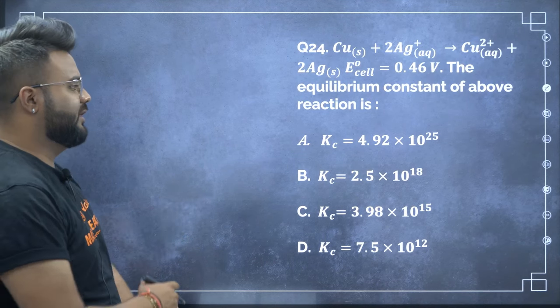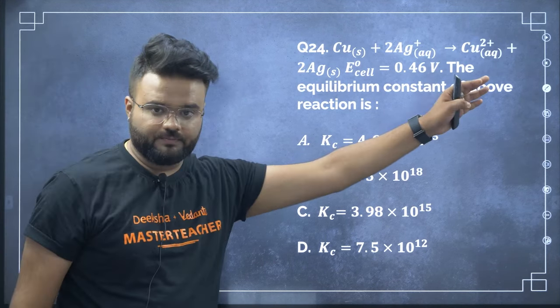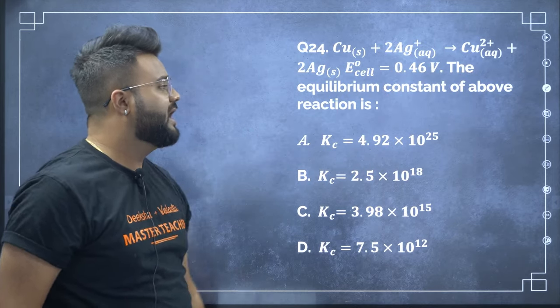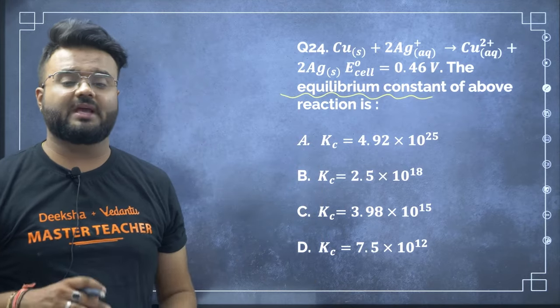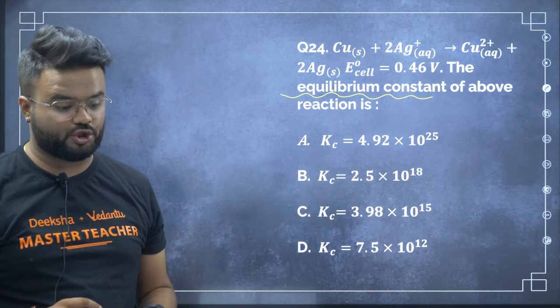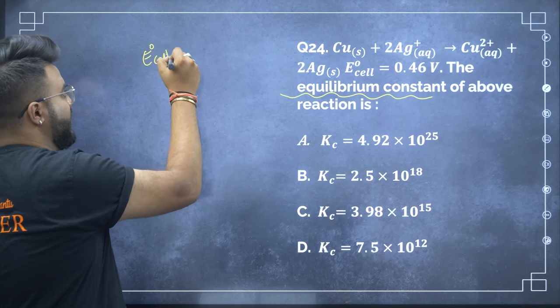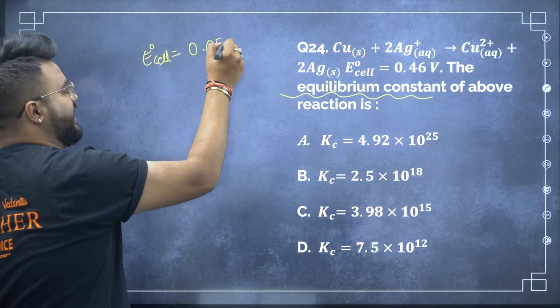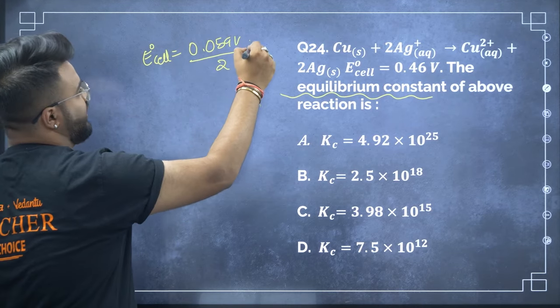Now, question number 24, this is your equation, and E naught of the cell, they have given that 0.46 volt. And equilibrium constant is a very important term where every time they do ask this question. Now when we write the E naught of the cell formula, let us write 0.059 volts divided by 2 into log Kc.